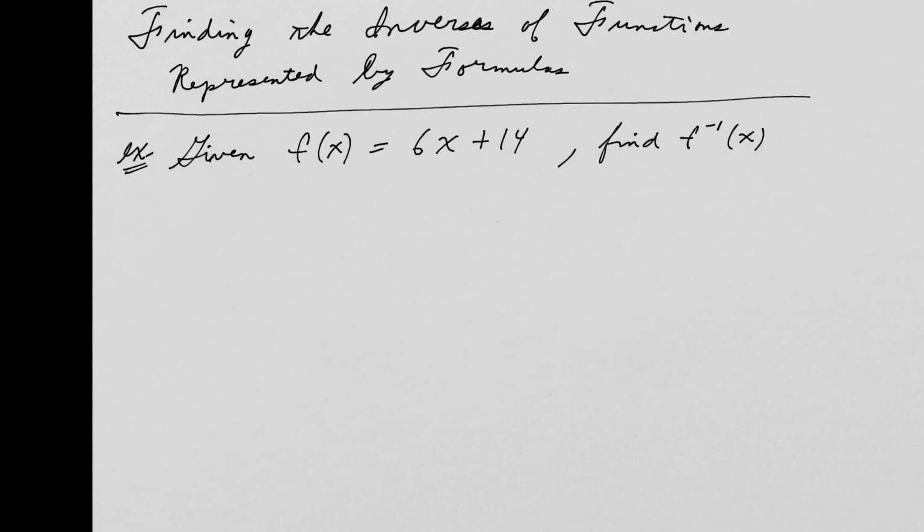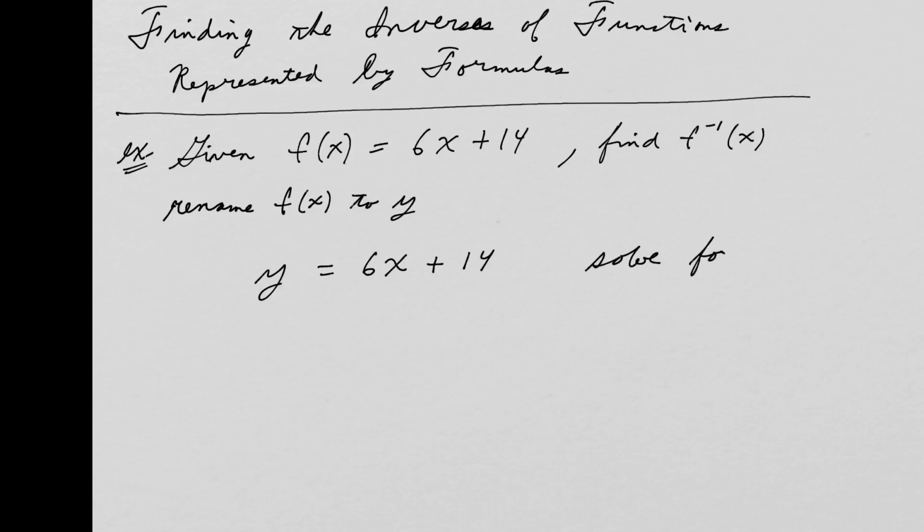Okay, so there are several steps to do this. First of all, instead of calling it f of x, give it a new name. Typically people use y. So I'll rename f of x to y, because it's just easier to use y. So y equals 6x plus 14. And now what we do is we solve for x. So solve that equation for x.